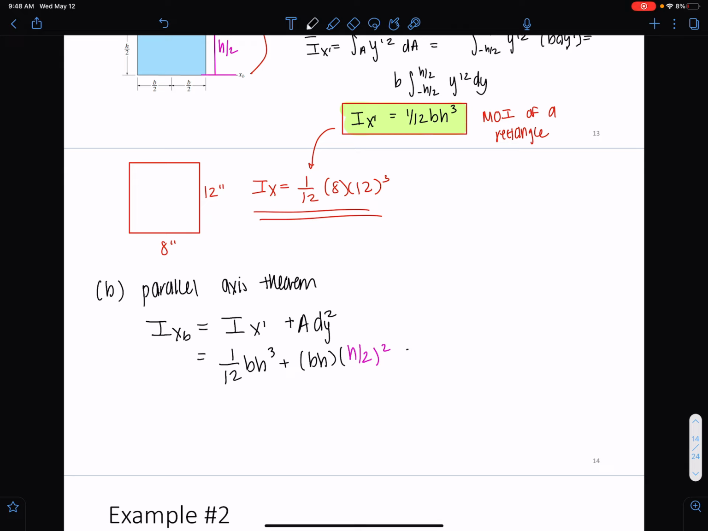Okay, and if we simplify this, we get 1/3 BH cubed. Okay, so this is always for rectangles for an axis parallel to the one passing through your centroid. You can use this 1/3 BH cubed.